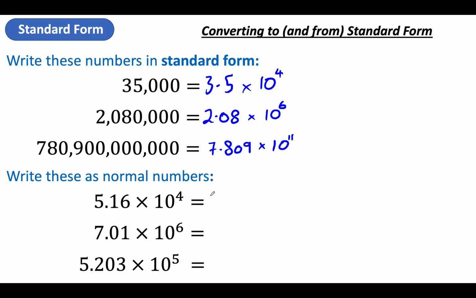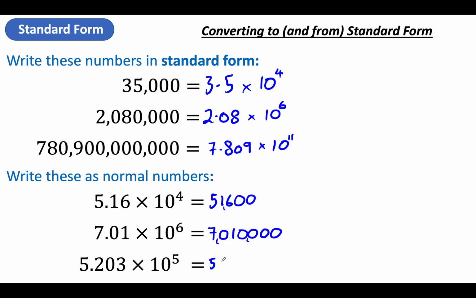Right, writing these as normal numbers. Well, if we shift my number 2 places bigger, it gets to 516, but I need 4 places bigger in all, so I need another 2 places bigger. So 51,600. This one is 6 places bigger, so 701, that's 2 places bigger so far. We need another 4 places. There we go. So 7,010,000.